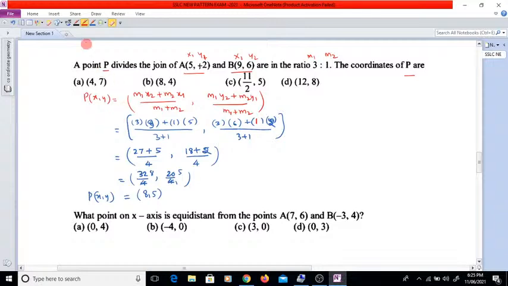So sorry, this is minus 2, I think so. This is minus 2. So this is minus 2, this will be minus 2, and this is 18 minus 2, that is 16. 16 divided by 4 is 4, so 8 comma 4. Option B is the right answer.